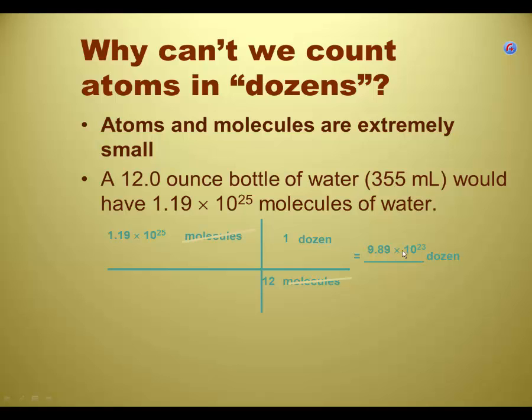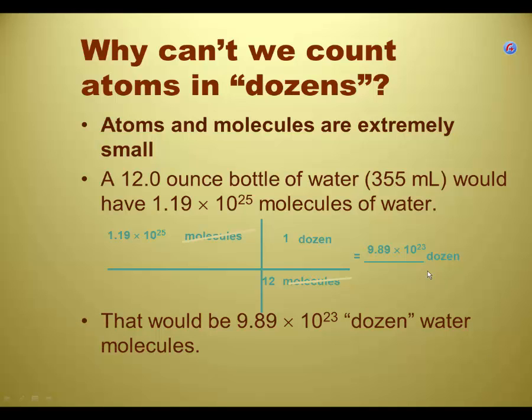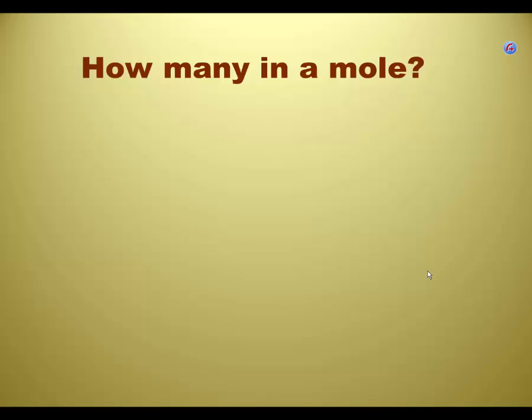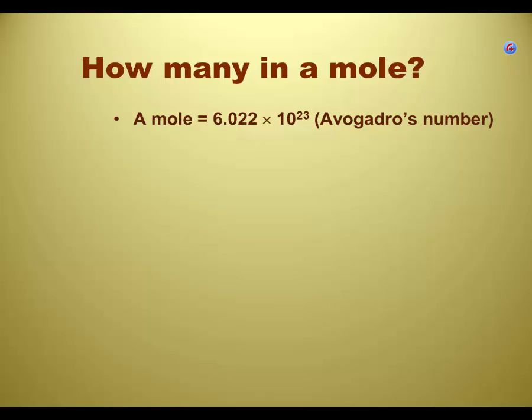This is 9.89 sextillion. This is no better. So it's that many dozen. Why would we use that? In fact, we'll use something better. We'll use a mole. We'll use Avogadro's number.